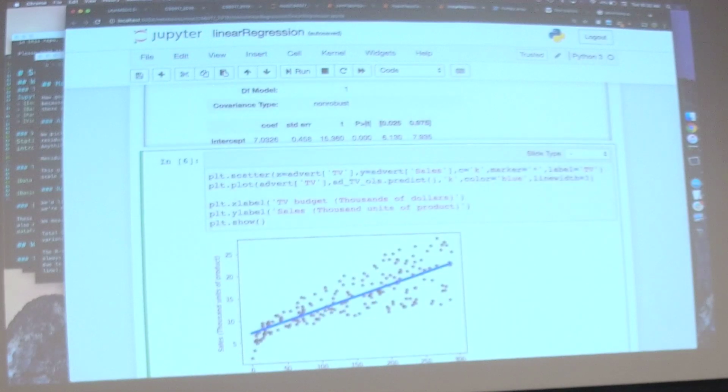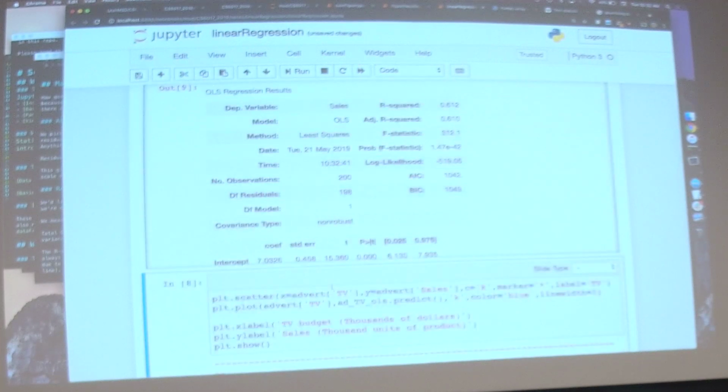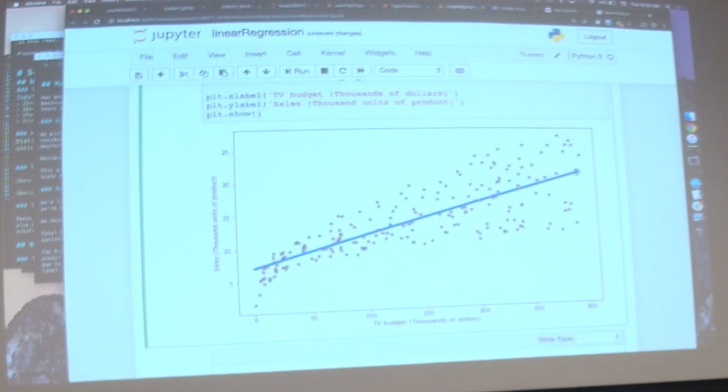So if we plot this, we're going to plot the TV versus sales with points, and then we're going to plot the OLS predict function. It basically takes the TV values here and draws them as a line, and we show it looks like this.